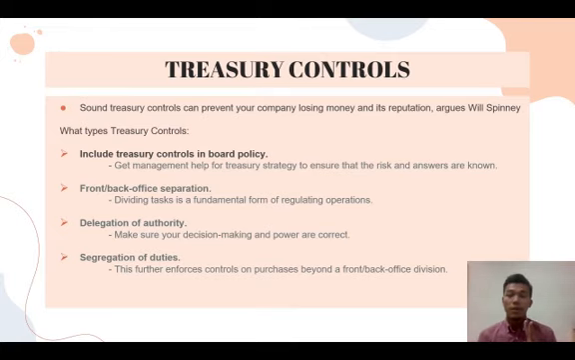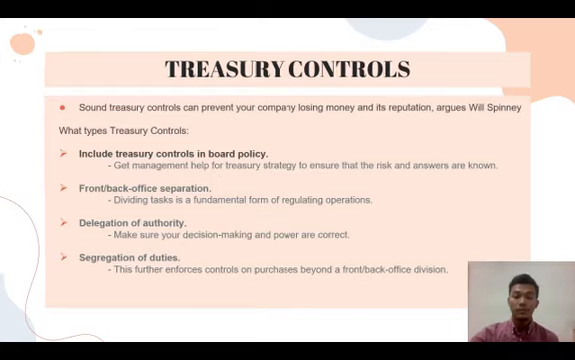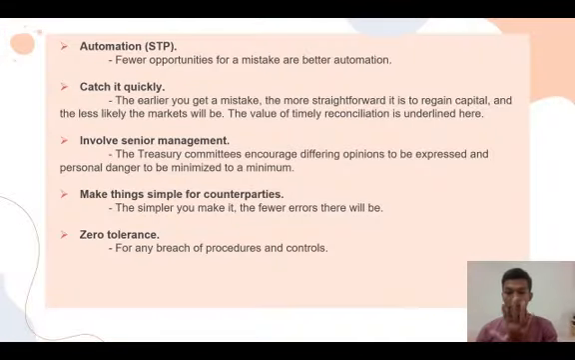Second, front and back office separation, dividing tasks in a financial firm's operations. Third, delegation of authority. Make sure your decision making and power are correct. Fourth, segregation of duty. This further enforces control on purchases beyond a front and back office division. In number 5, automation, straight through processing. The fewer opportunities for a mistake, the better the automation.